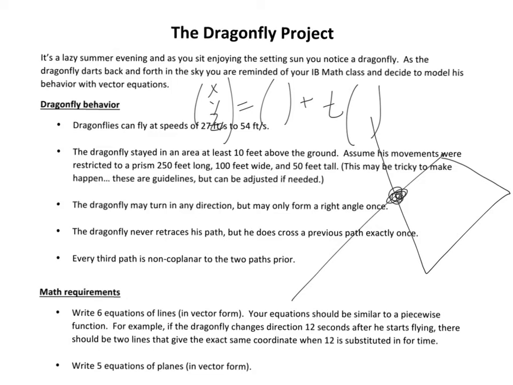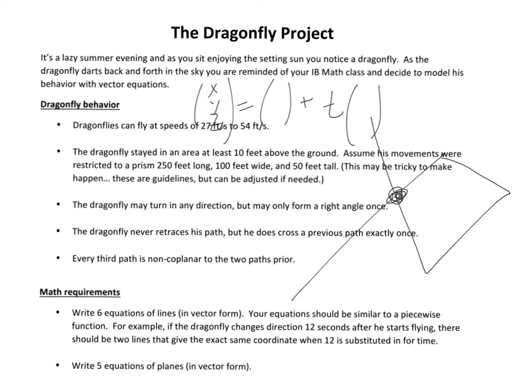Okay, then the math requirements. Write 6 equations of lines in vector form. Your equations should be similar to a piecewise function. So they're saying, for example, if the dragonfly changes directions 12 seconds after he starts flying, there should be 2 lines that give the exact same coordinate when 12 is substituted in for time. So back up here, where I have this t, that t value should be the same. You should put t in all 6 of your equations.